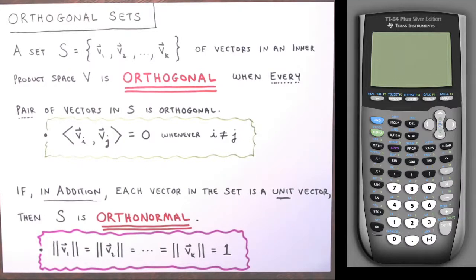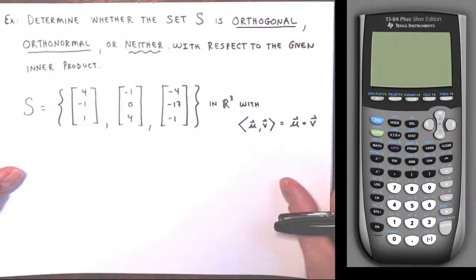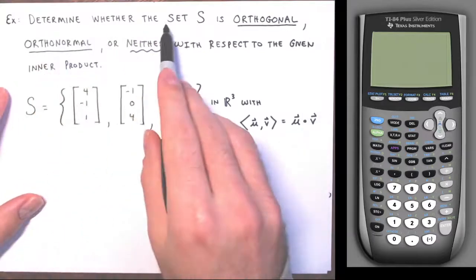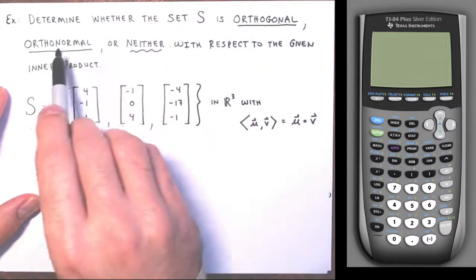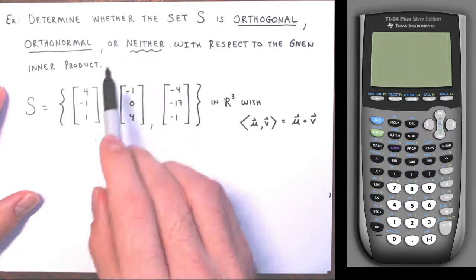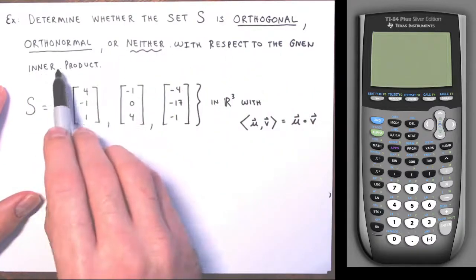Okay, so the rest of the video is just me going over several examples where I have a set of vectors from some inner product space, where a proper inner product is defined. And I'm simply asked, is that set of vectors orthogonal, orthonormal, or neither? Okay. So, like I said, the instructions are: determine whether the set S is orthogonal, orthonormal, or neither, with respect to the given inner product.